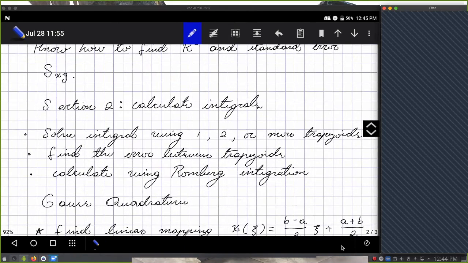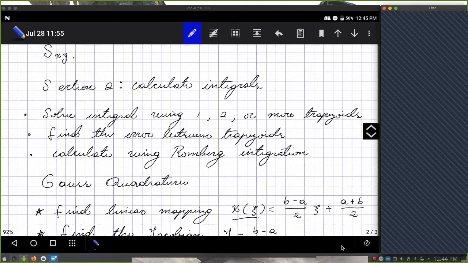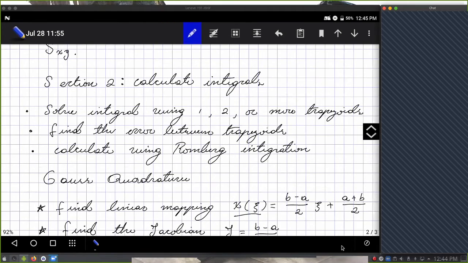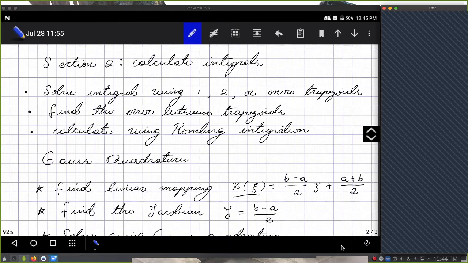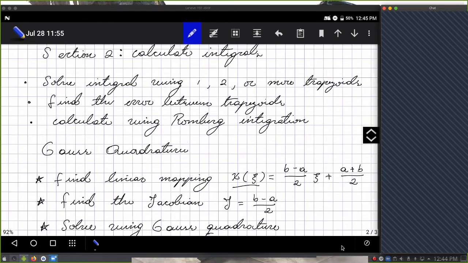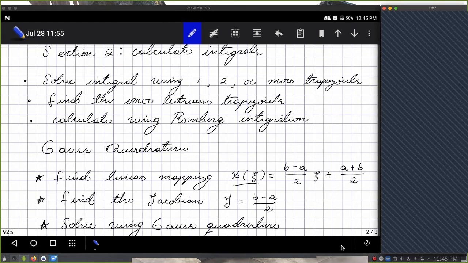So section 2 has to do with calculating integrals. Make sure you know how to solve an integral using one, two, or as many trapezoids as they want you to use. You have to make sure to find the error between those trapezoids, so find the error between using one method and the other method, and calculate those integrals using Romberg integration.